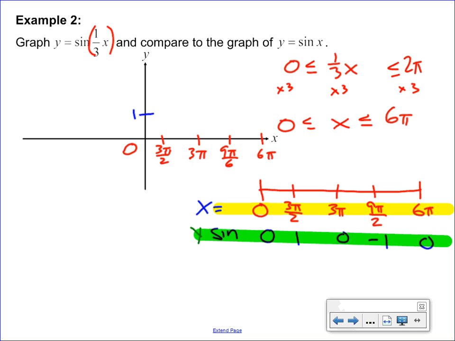Still 1 and then -1. It's going to be the same picture. The only thing that really matters is the number on your x-axis. That's it. So it's still 0, 1, 0, -1, 0. And you still have that beautiful sinusoidal curve. But this time one period is 6 pi instead of 2 pi. Okay? Let's try one more.